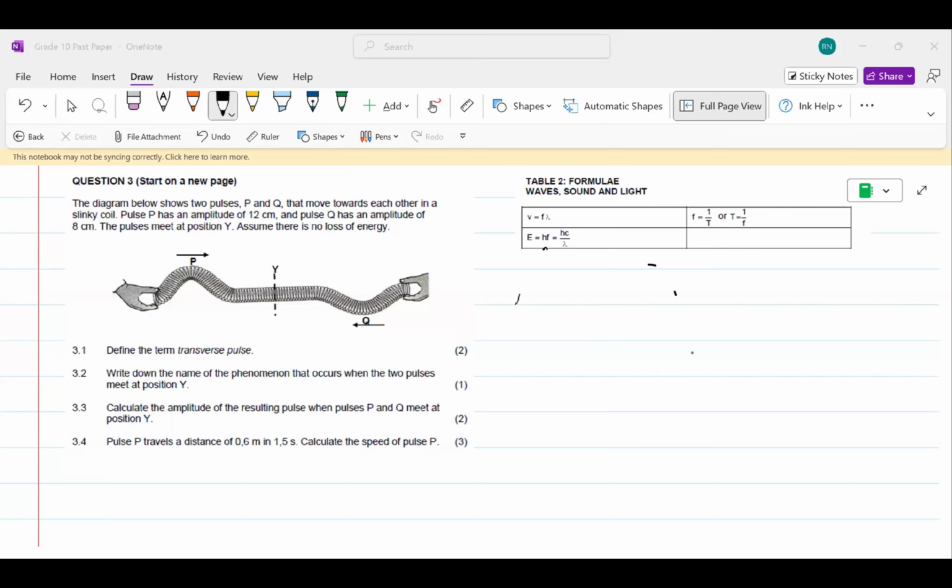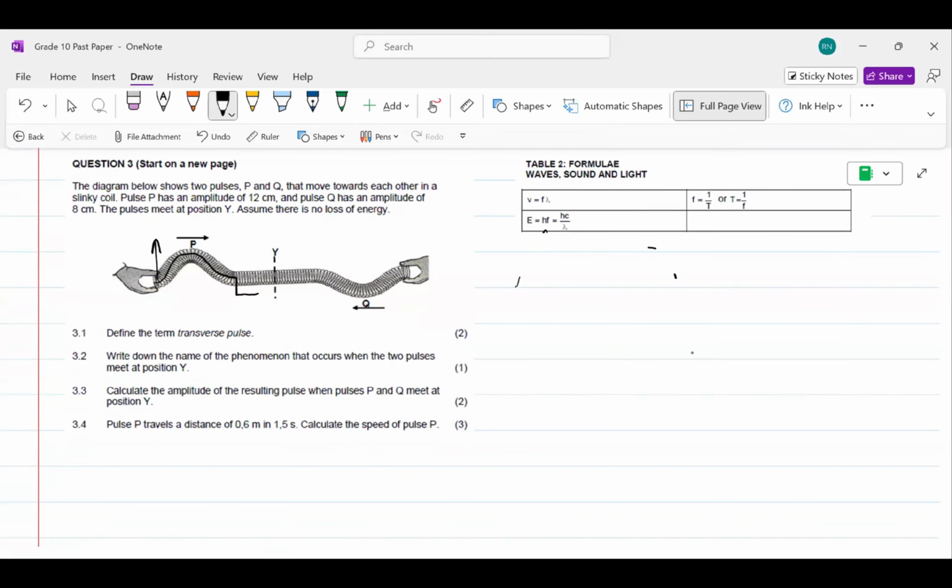So here they try to trick you a little bit. You might have thought this is a longitudinal wave because it's a slinky, and that's how we usually see longitudinal waves. But this person is moving this thing up and down, so they're making a transverse wave with a slinky. So you'll actually just get a wave here and another wave here. So that's a transverse wave. Okay, transverse pulses.